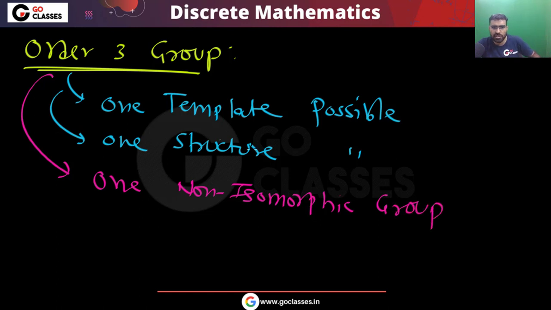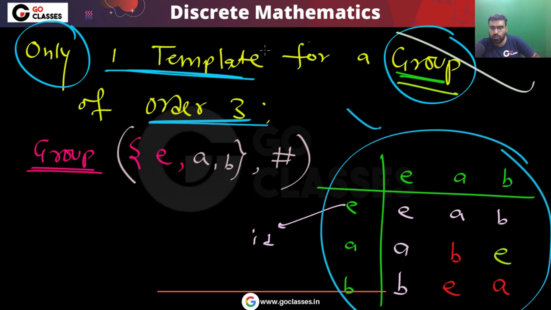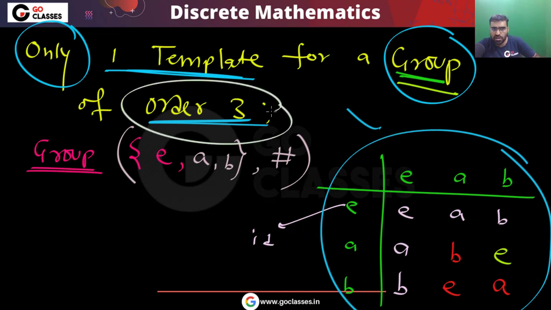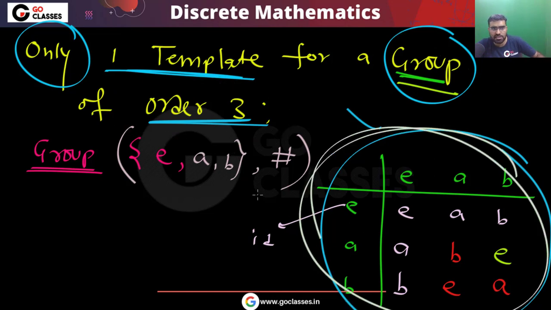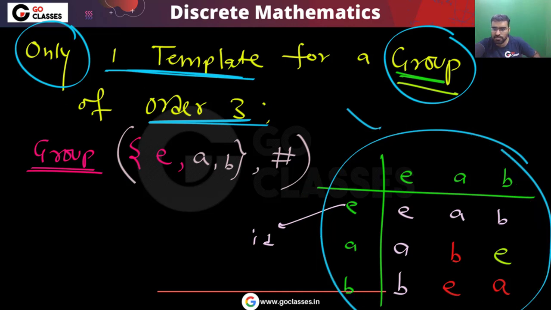Okay, so remember the point is that for an order 3 group, only one template is possible, only one structure is possible. Means if you see any group of order 3 in your life, that will always have this structure. Every group of order 3 will always have this structure.